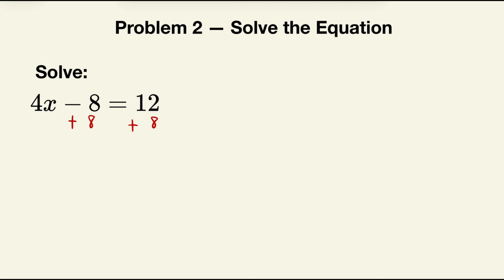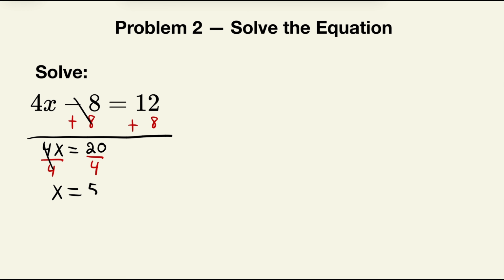And so when we do that, we know that the 8's cancel out. We're left with 4x, bring down your equal sign, add 12 plus 8, which equals 20. And we have to divide both sides by 4. So on the left and on the right, we see here that the 4's cancel out, and we're left with x equals 5. That's the final answer.